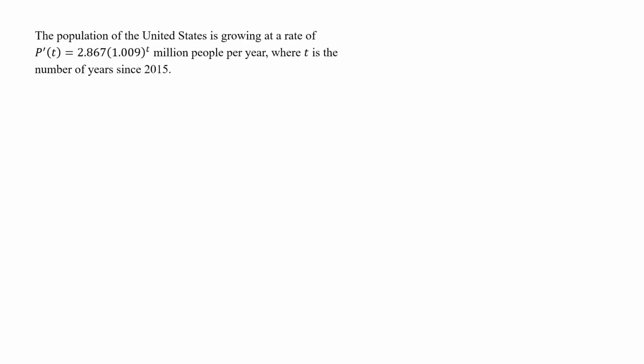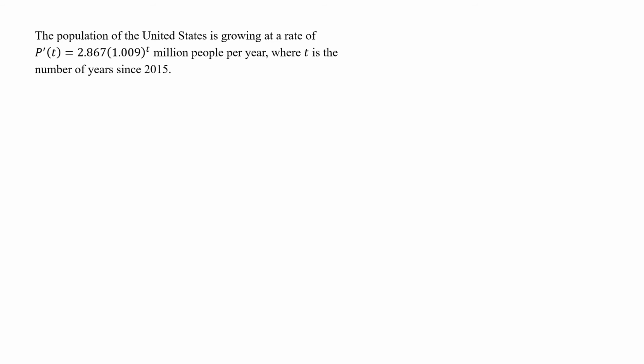So if we're looking at this, we could have something like the population of the United States is growing at a rate of, here's the derivative, p prime of t is 2.867 times 1.009 to the t million people per year, where t is the number of years since 2015. Look at that, a recent date. It's not since t is the number of years since this book was written in 1972.